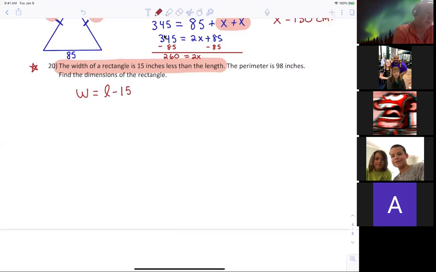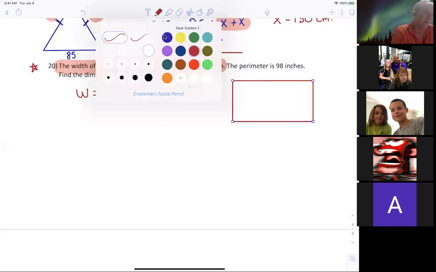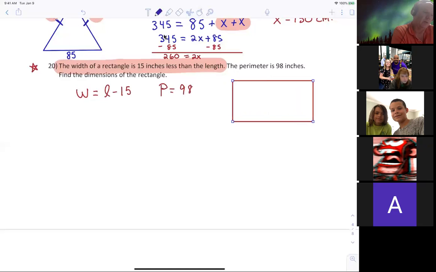So now we're still talking about the perimeter, so I'm going to write down perimeter equals 98. And now we're going to draw a rectangle. Now, what I want you to think about is that this could be the length and this could be the width. Now, here's the tricky part. Not really, but I'm just going to move this over so it's easier to see.